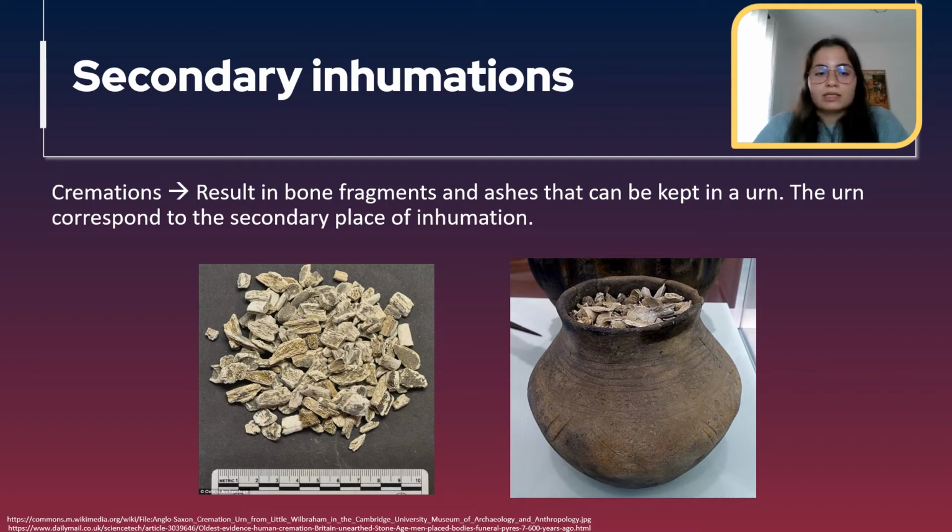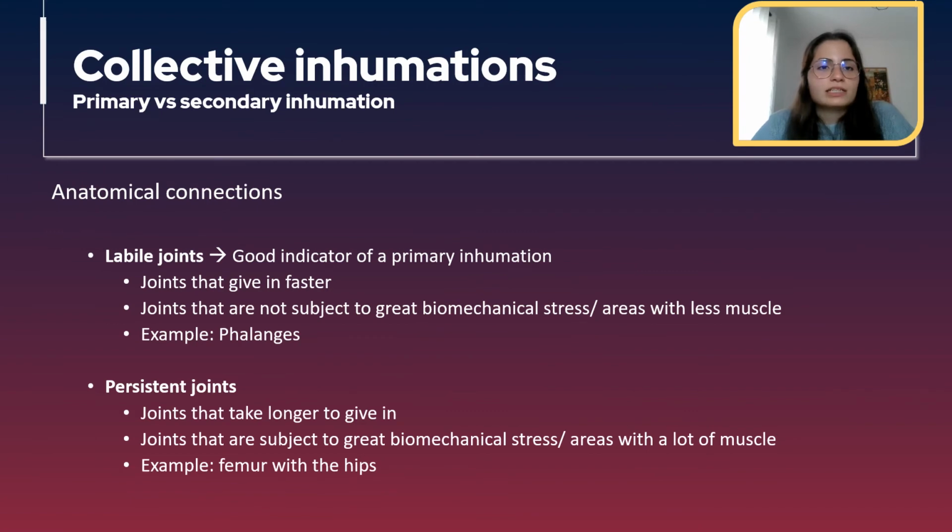In the case of collective inhumations, it can be difficult to distinguish if it's a primary or a secondary inhumation. But there are several ways to do this. The first is by looking at the anatomical connections. There are labile joints and persistent joints. The labile are the ones that give in faster in the process of the decomposition of the body, the ones that aren't subject to great biomechanical stress, or that are in areas with less muscle, for example, the phalanges.